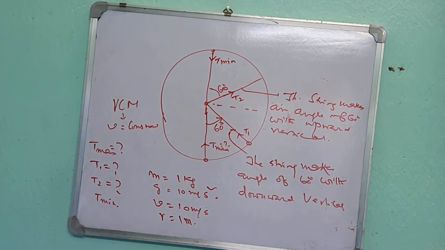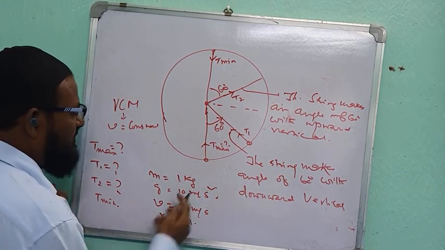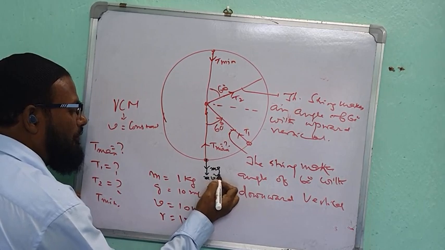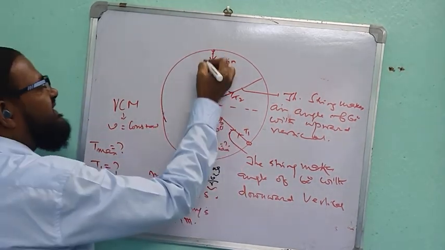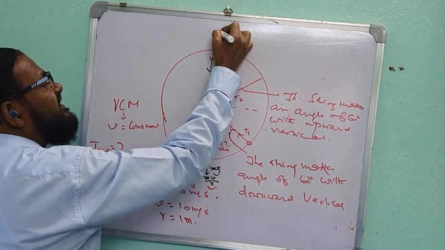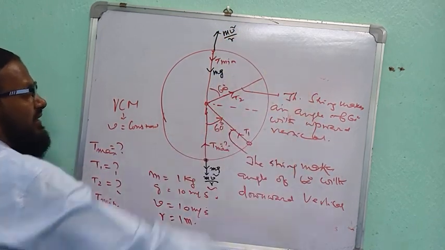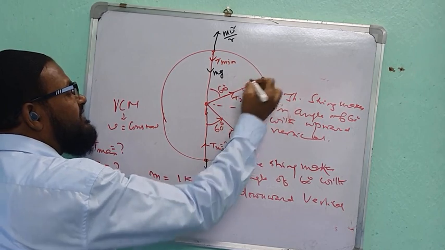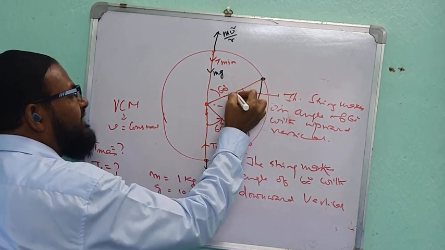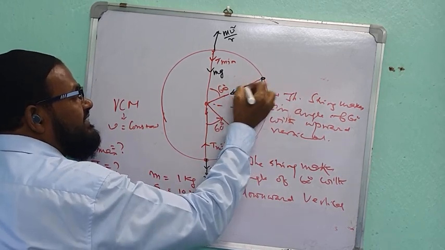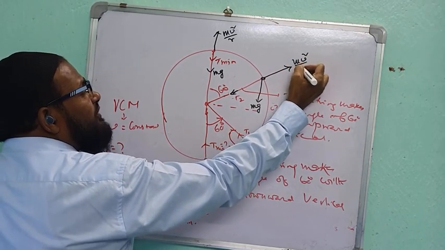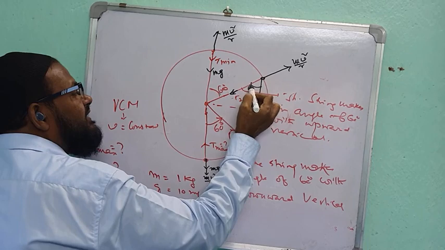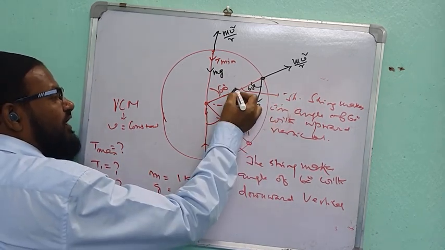What is the T maximum? This is the rule. In this direction, mg. In this direction, mv squared by r. Clear? Here, mg, and this is mv squared by r. Next, for T2, the body is here and T2 is in this direction. This is mv squared by r. Now please try to understand. This should be 60 degree. What is the component of mg in this direction?